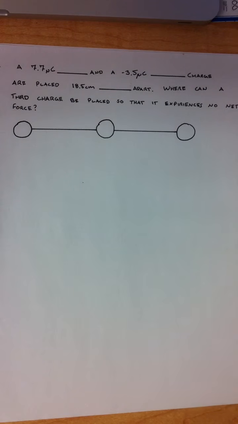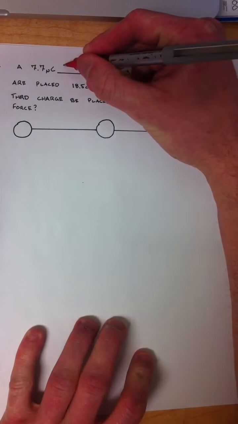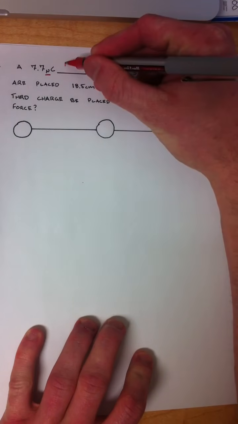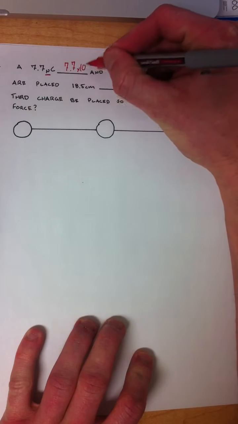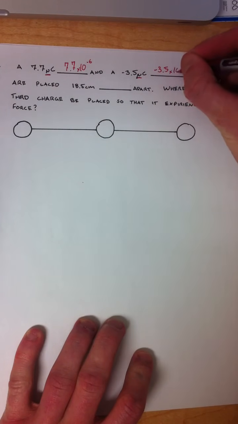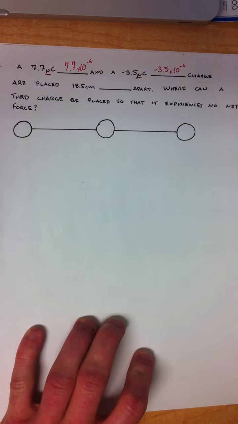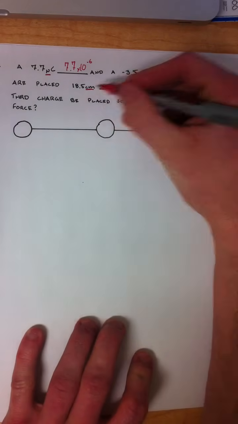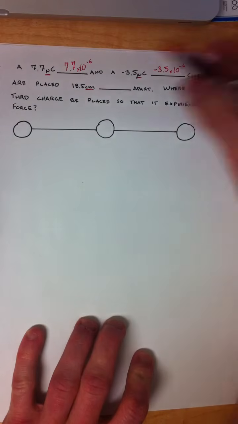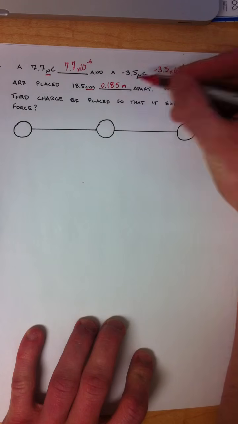Well, there's a couple things I would like to do right off the bat. First, I'd like to make some conversions. We know that nano is 10 to the negative 9, so we can do 7.7 times 10 to the negative 9 coulombs, and negative 3.5 times 10 to the negative 9 coulombs. Those are two conversions I want to make right off the bat, and then also we can convert our centimeters here. We don't use centimeters in our Coulomb's law equation, so we're going to convert that to 0.185 meters.